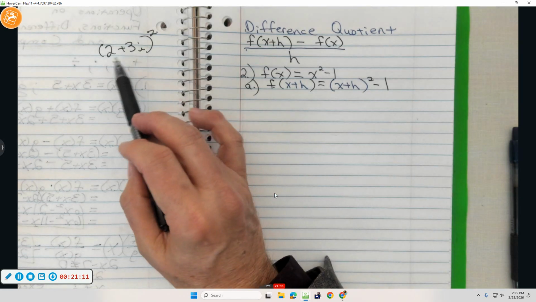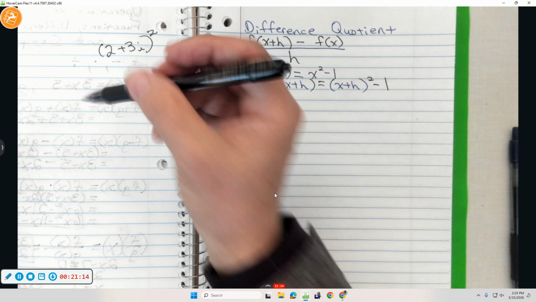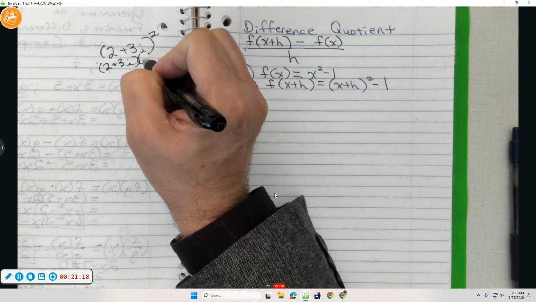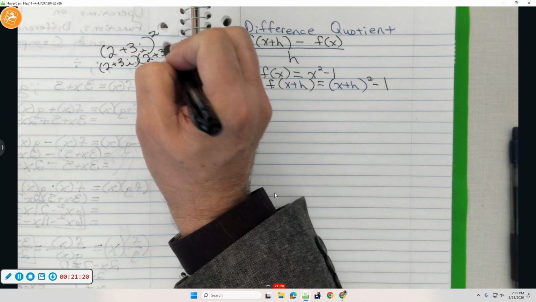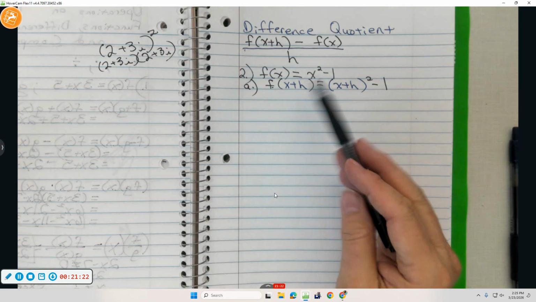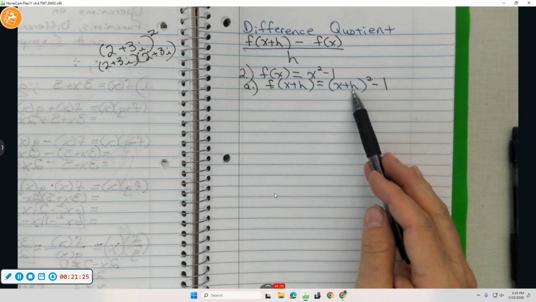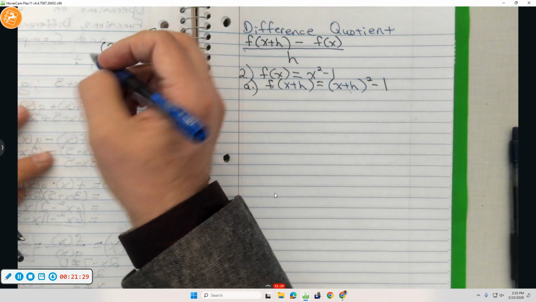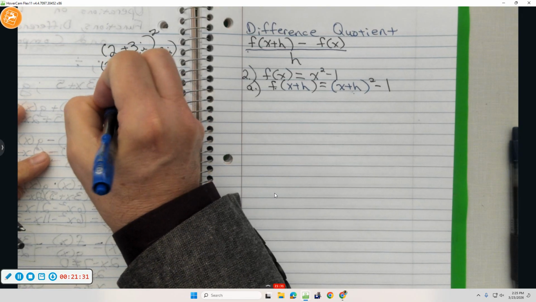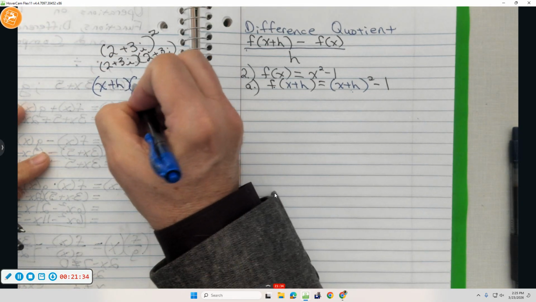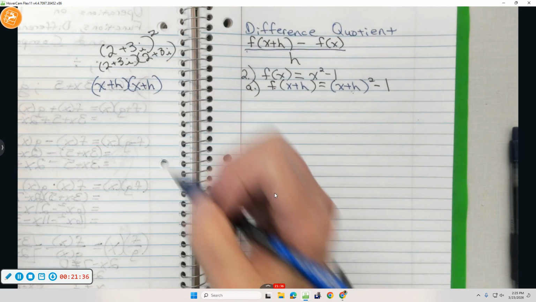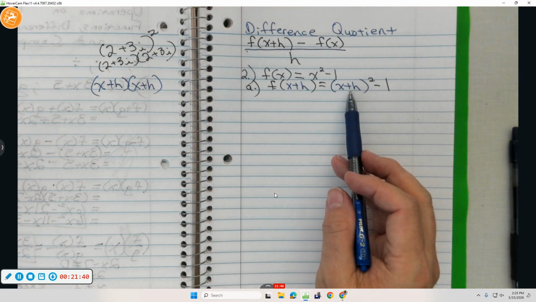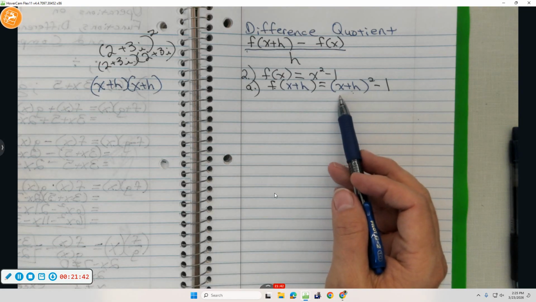Now, remember this problem right at the beginning of the semester? We'd write it twice and do what? We'd FOIL it out. That's how you find x plus h squared. Here's my scratch work. That's saying x plus h times x plus h.